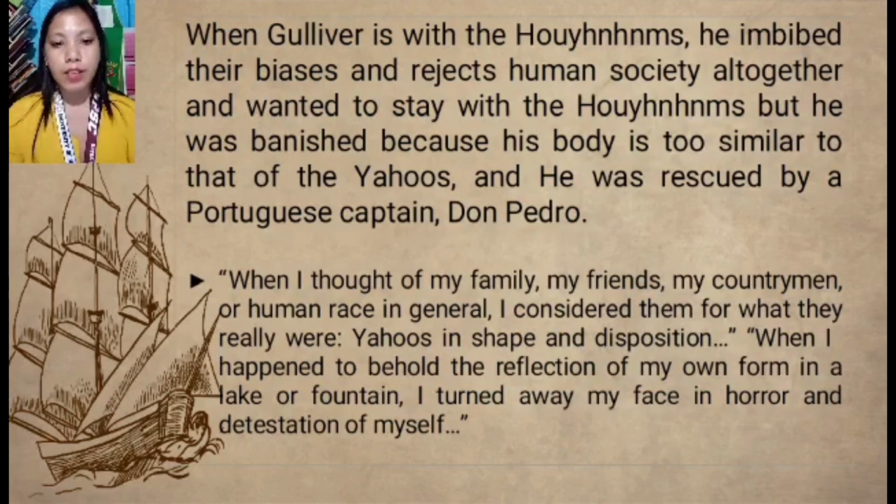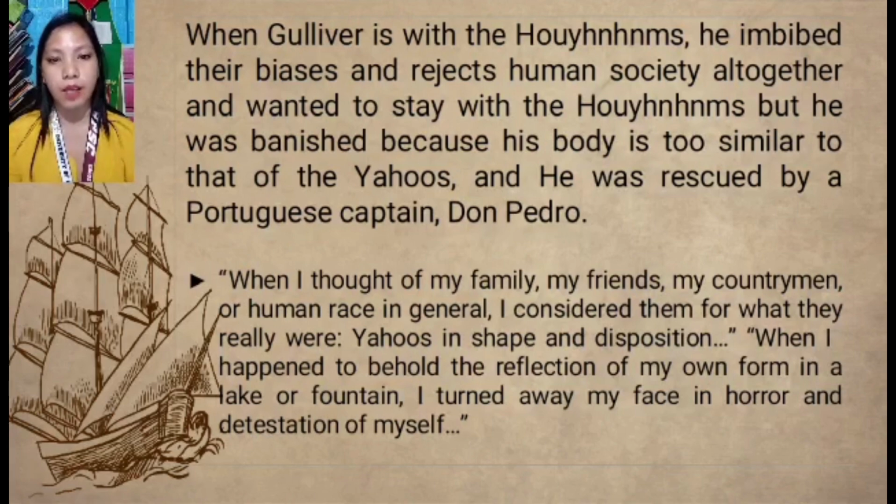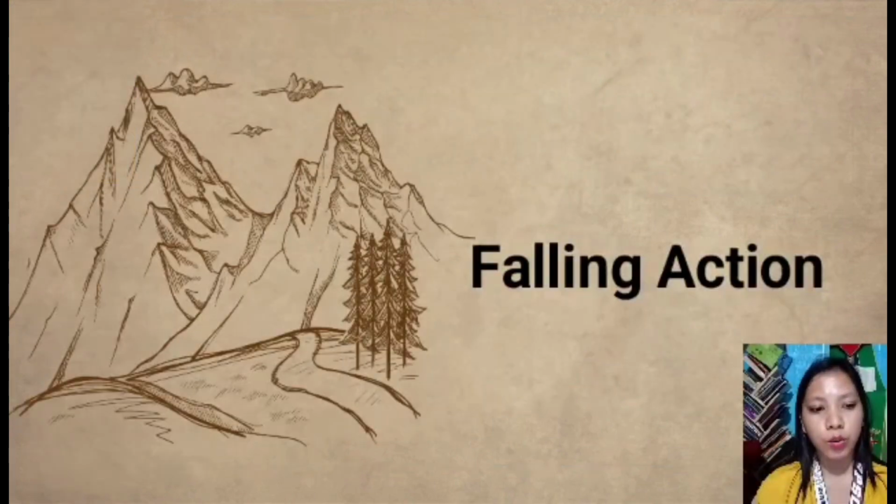From the story it says here: when I thought of my family, my friends, my countrymen, or human race in general, I considered them for what they really are, Yahoos in shape and disposition. When I happened to behold the reflection of my own form in a lake or fountain, I turned away my face in horror and detestation of myself. Let's move on to the falling action of the story.